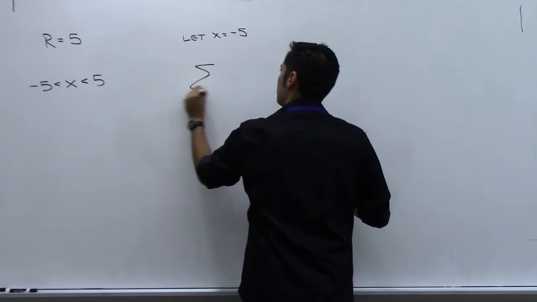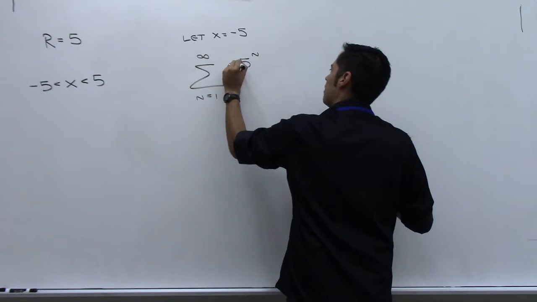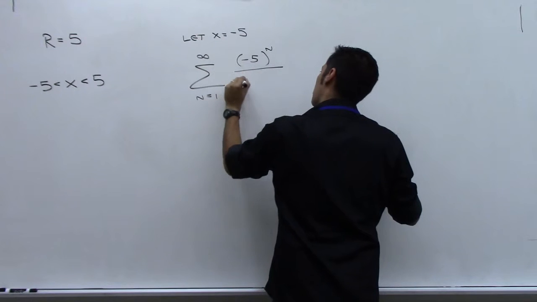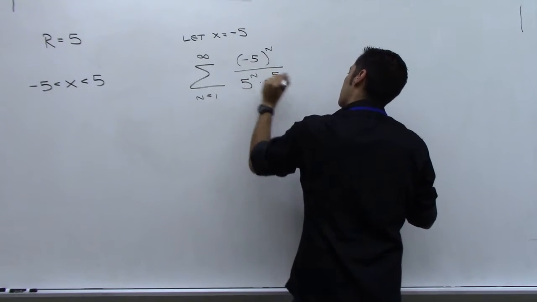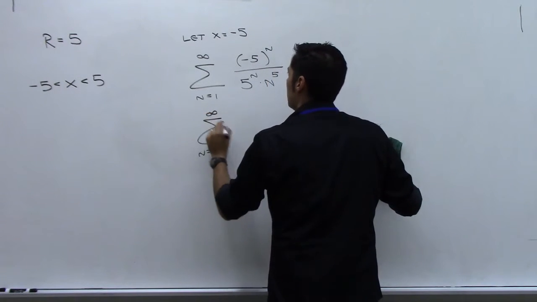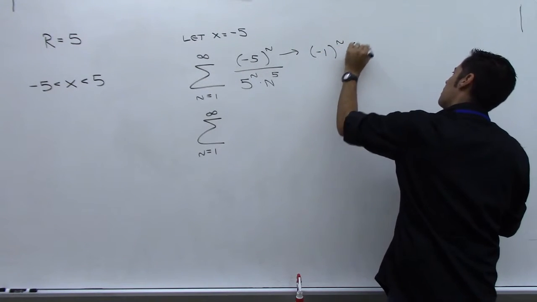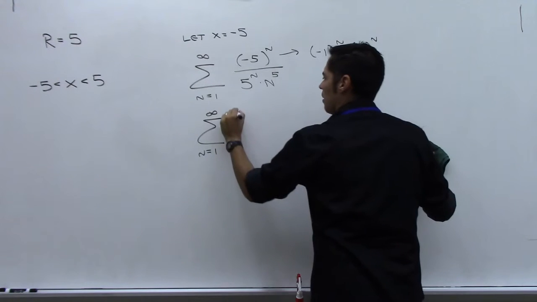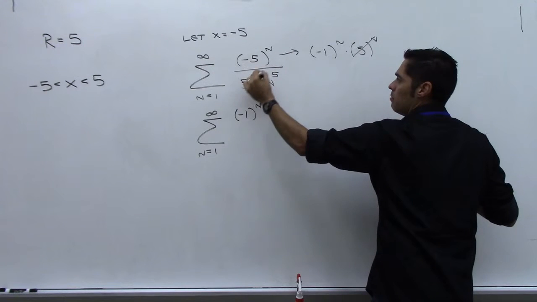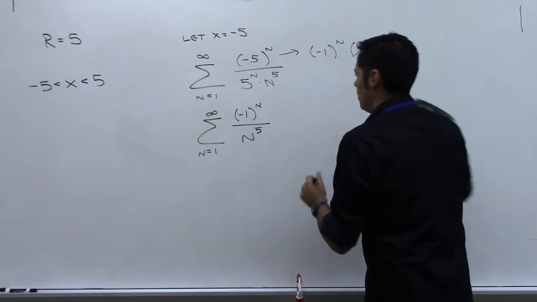So I rewrite my sum. N equals 1 to infinity. It was x to the n, so that's -5 to the n. And then it was over 5 to the n times n to the 5th. And if I rewrite this, sum n equals 1 to infinity, and I take that and I split this up to be negative 1 to the n times 5 to the n, then I'll get negative 1 to the n. This 5 to the n that I get from that will cancel with this one, so it's over n to the 5th. And this one is an alternating series.